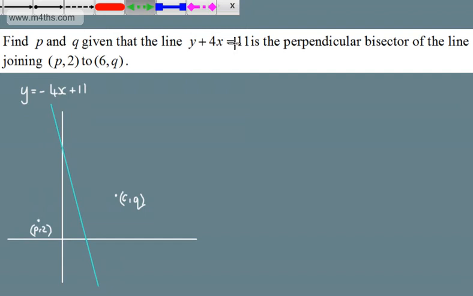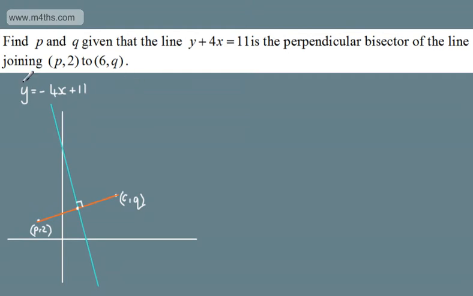We're told now that this line is a perpendicular bisector. This is going to allow us to collect two pieces of information. The first thing that we can see now is that this line will be at 90-degree right angles to the line segment connecting these two points. Also, if it's the perpendicular bisector, it will cut through the midpoint of the line segment. So what I'm going to do is set up two equations involving P and Q.